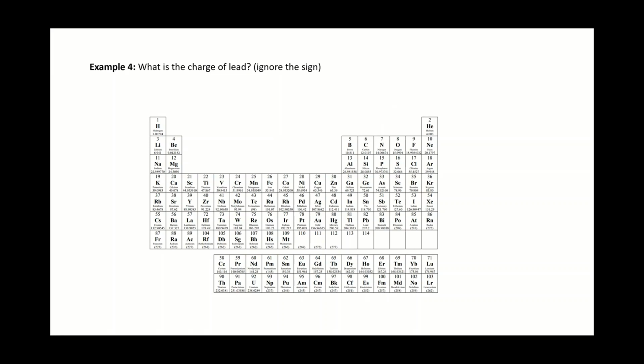A final example. What is the charge of lead? You might want to pause the video at this point and see if you can work this out yourself. Again, we write the charges at the top of each column. We identify where lead sits in the periodic table. There it is in red. And if we go all the way up to the top of the column, you can see that we have the number 4, and therefore the charge of lead is 4.